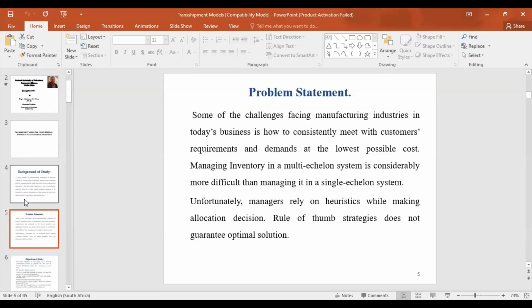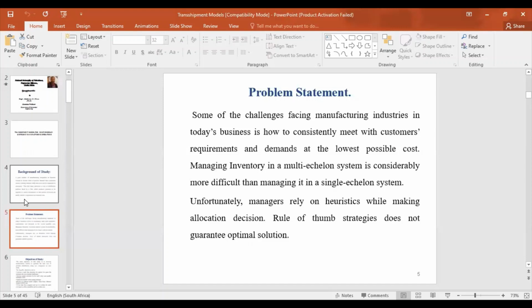So the problem statement here: some of the challenges facing manufacturing industries in today's business is how to consistently meet customers' requirements and demand at various destinations at the lowest possible costs. Managing inventory in a multi-echelon system is much more difficult than managing such in a single system.